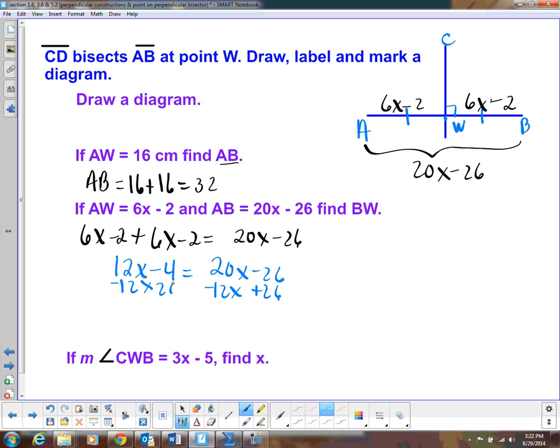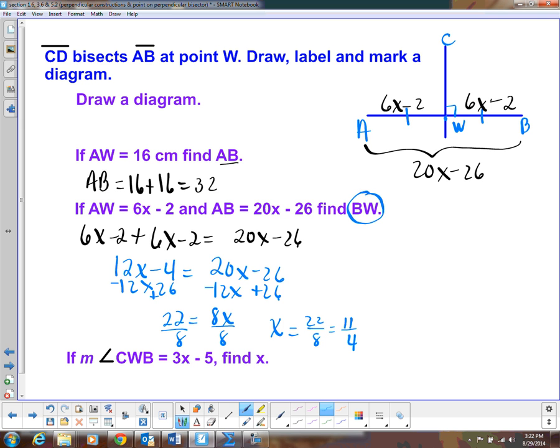I'm subtracting 12x, and I'm going to add 26. So on this side, I'm going to have 22 is equal to 26 subtract 4. All right, that's going to be 8x. So I'm going to divide by 8. So x is going to equal 22 over 8. 2 goes into 22 11 times, and into 8 4 times.